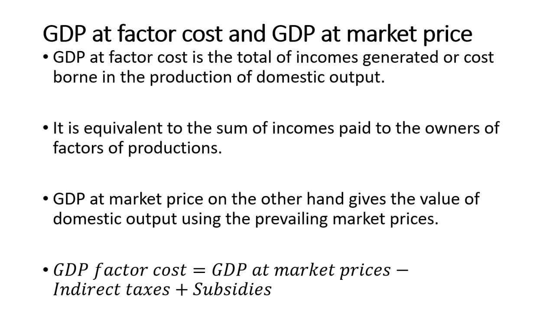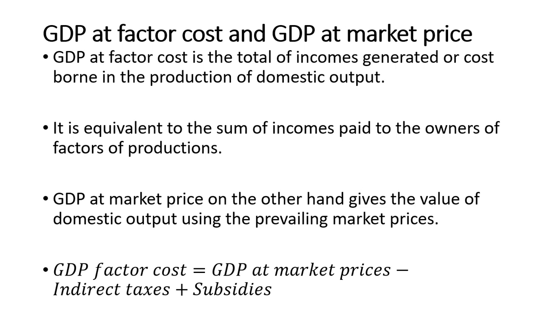Then we can also talk about GDP at factor cost and GDP at market price. Normally, the market price of goods is higher than the cost at which those goods are produced as a result of indirect taxes imposed on goods by the government. In some cases, the government also subsidizes products. So when we measure GDP using the cost at which the output is produced, then we are talking about GDP at factor cost.